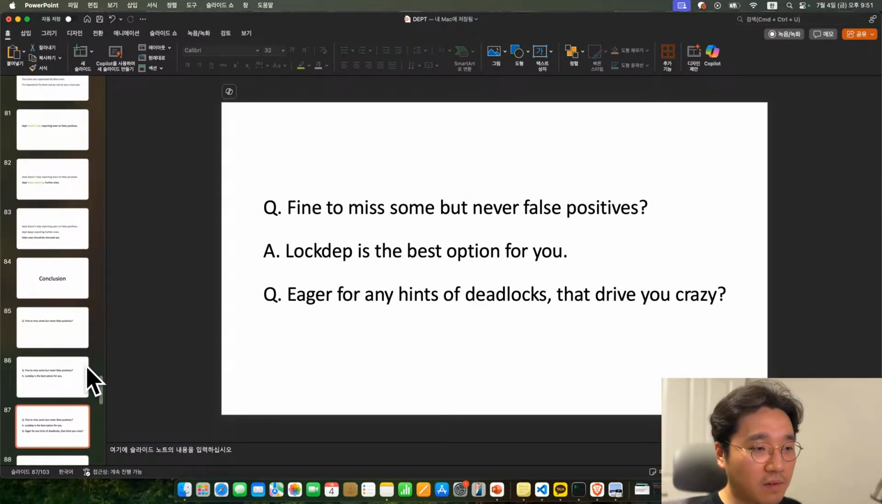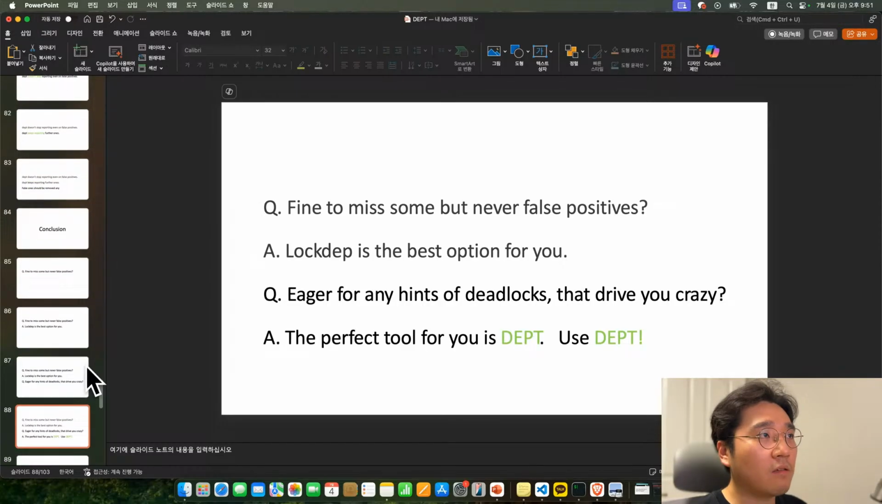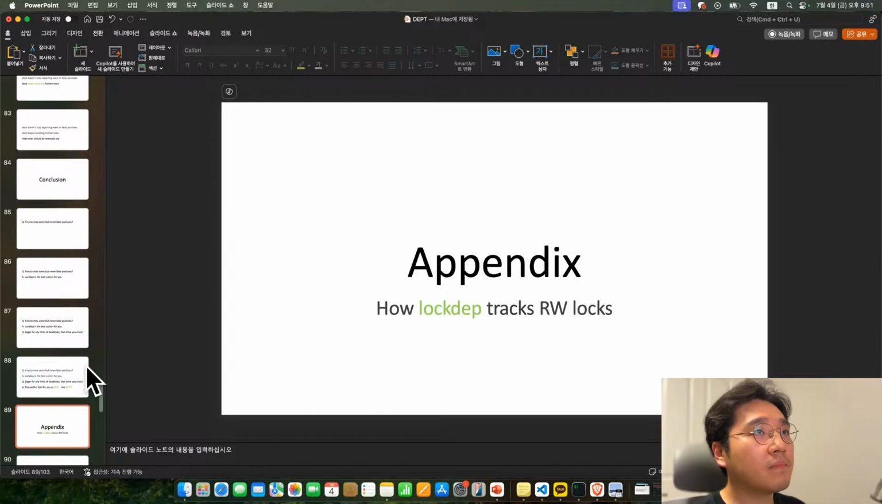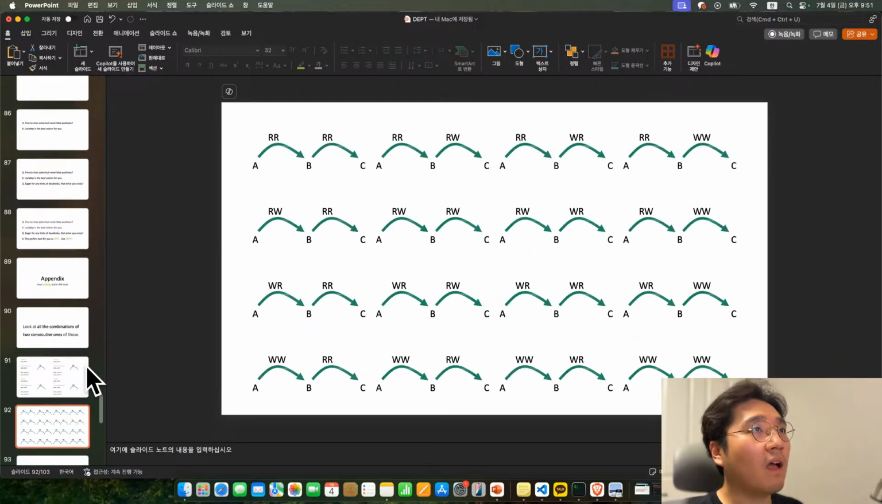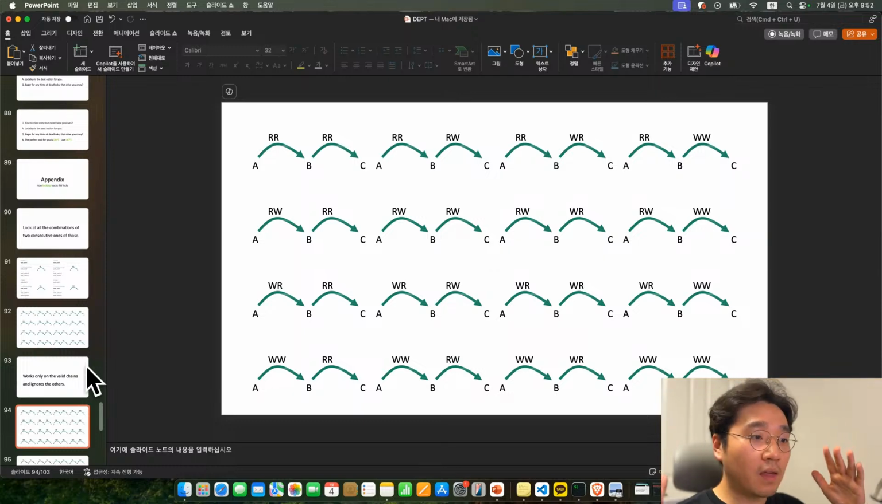But the lockup occurs from very complex situations that include some wait and event, using DEPT, right? And this is a reference for how Lockdep handles RW locks. So they focused on purely locks, right? There's so much code, so many cases. Some catch the RW locks, some dependencies, right?